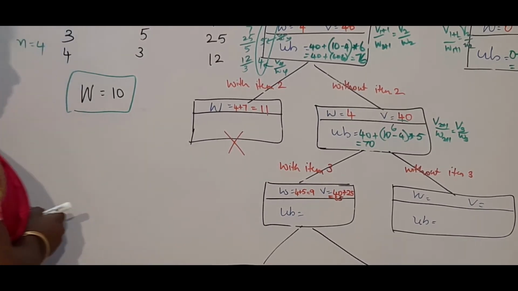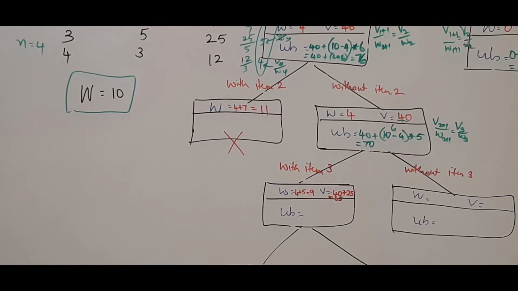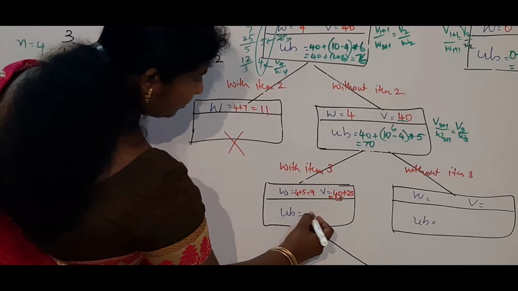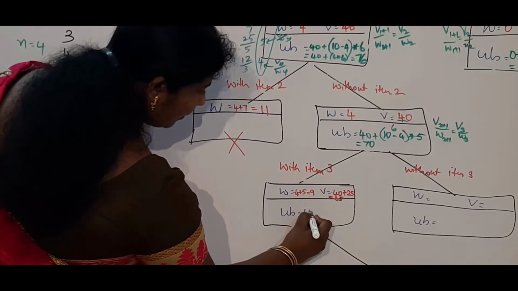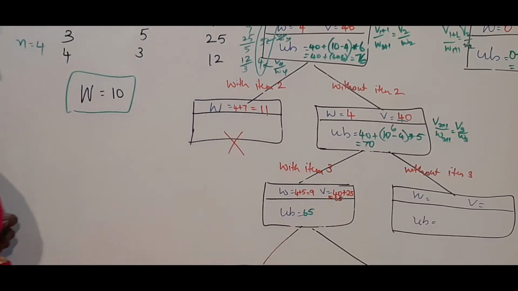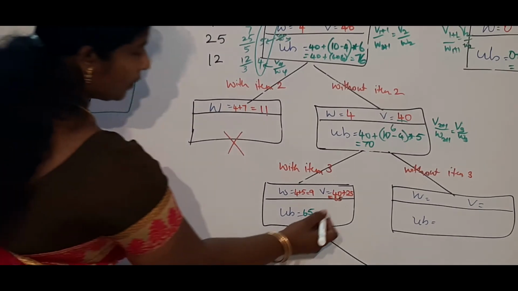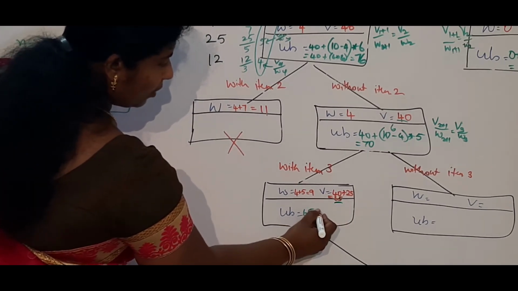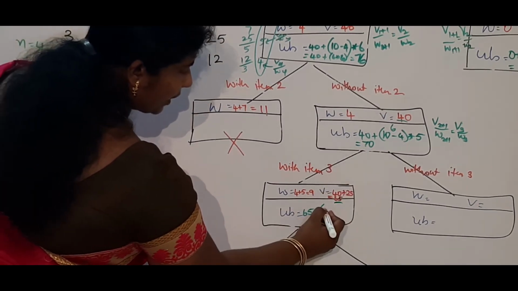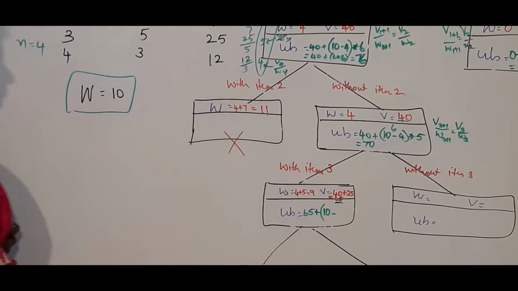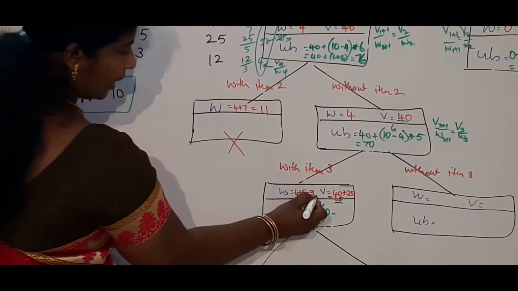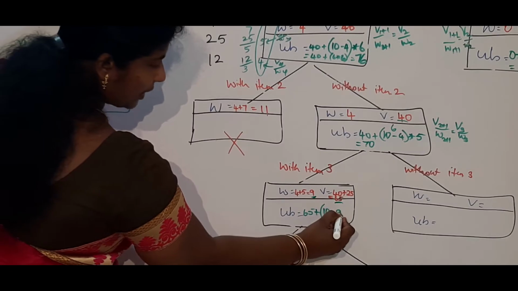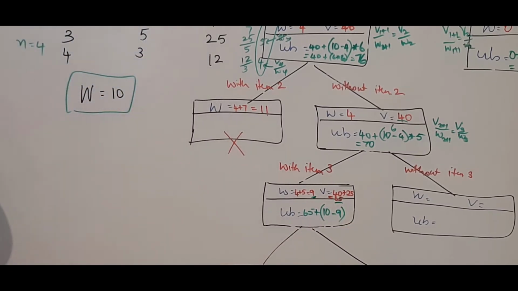Can we calculate the new upper bound for this particular case? The new upper bound is going to be 65, which is my value, plus W, which is 10, and I already have a new capacity of 9. So what am I going to multiply with?